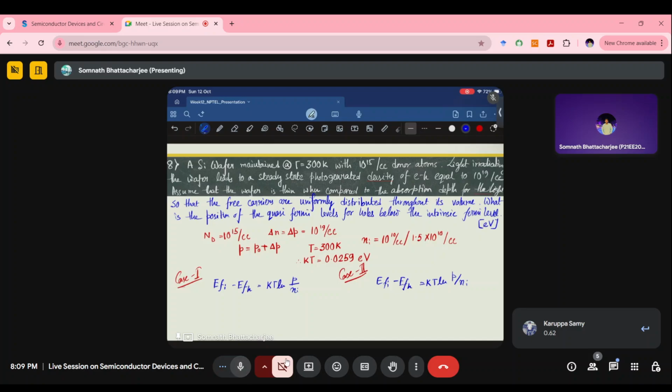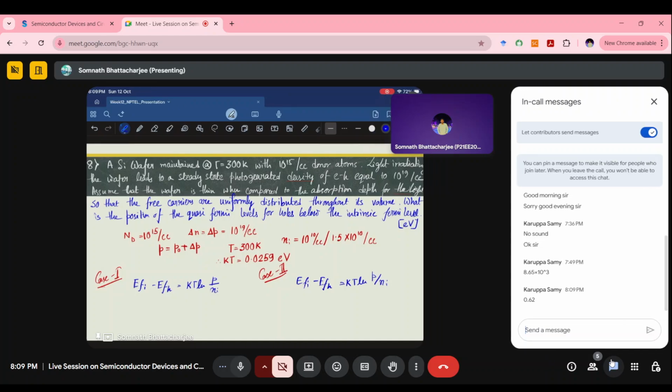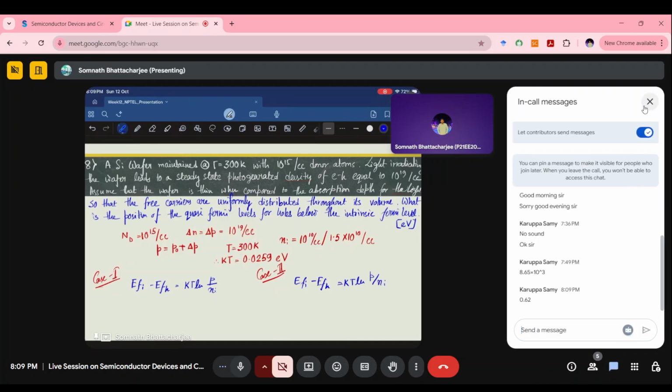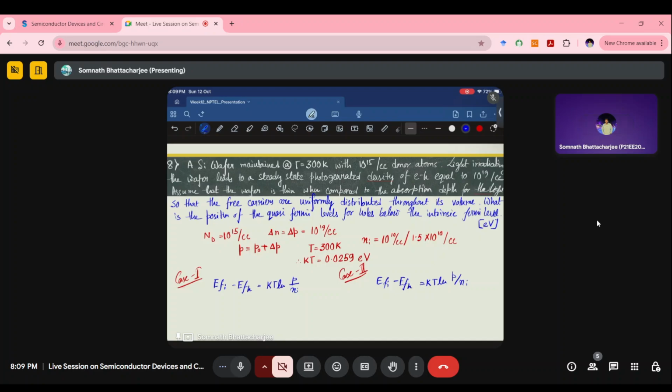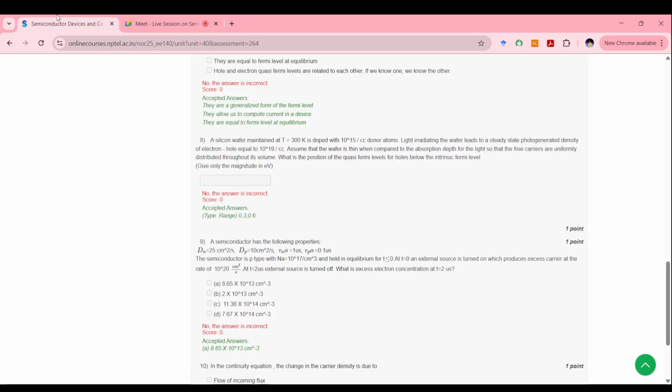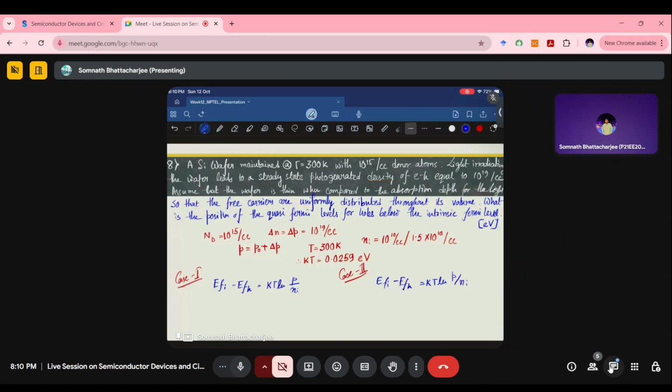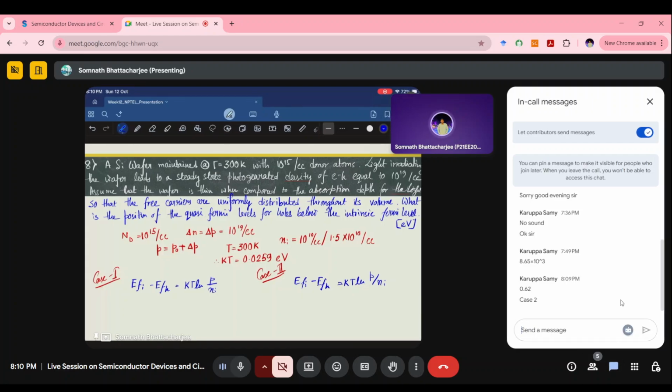For which case? It is 0.62 for case 1 or case 2? We had the range as 0.3 to 0.6. Okay, so this is for case 2, 1.5. If we put 1.5, the value is this.